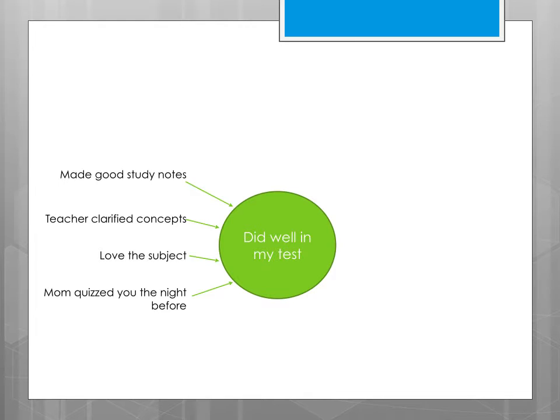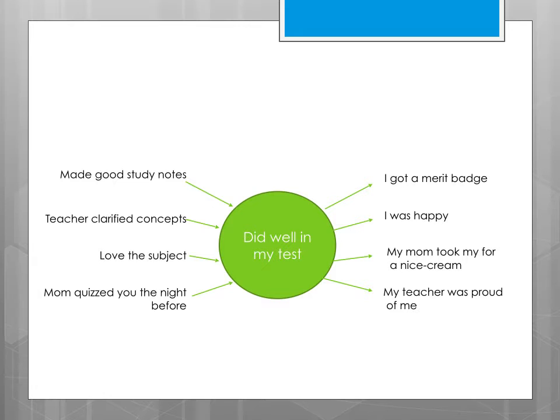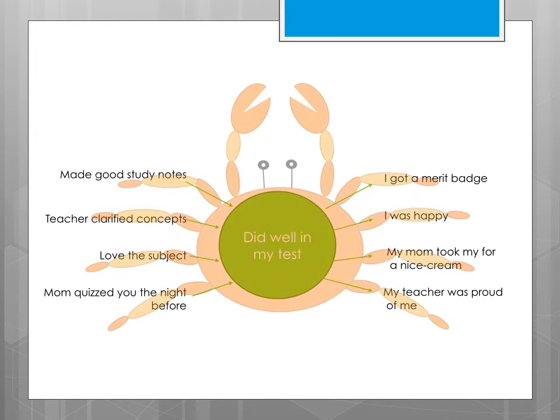Now, let's look at what are the results or the effect of achieving a good test mark. Perhaps they were awarded a merit badge at school. They themselves felt so happy for achieving such a good mark. Maybe because of this good mark, mom decided to take them out for an ice cream. And perhaps the teacher showed the pupil how proud they were of their good mark. Now, if you look quickly, jotting down of the causes and the effects on your screen, you will start to see that it could possibly resemble a crab.